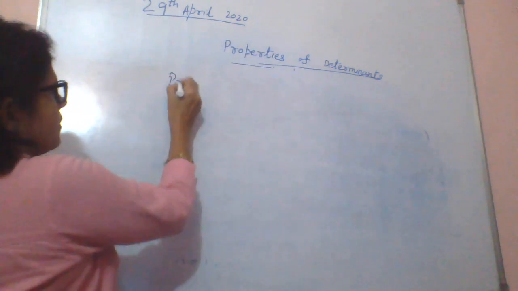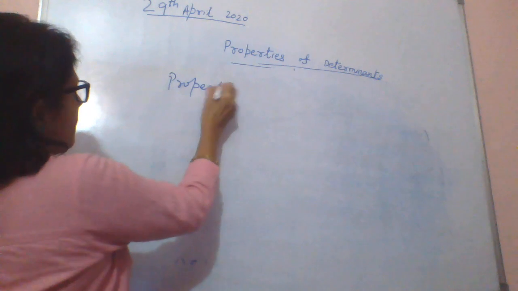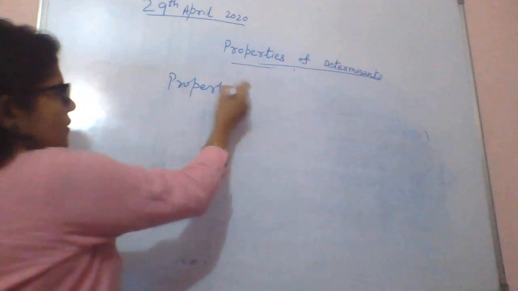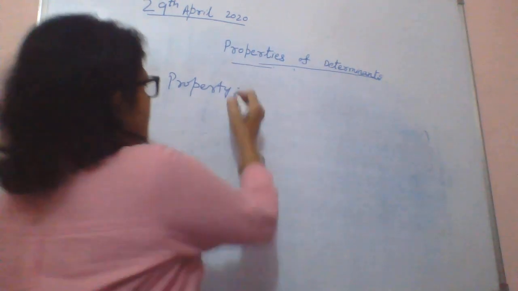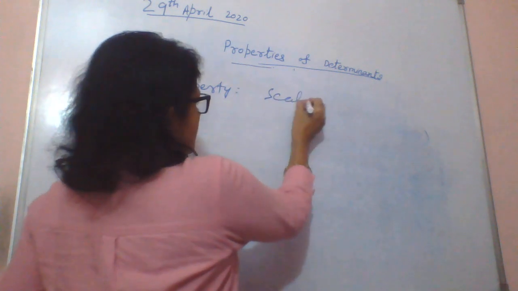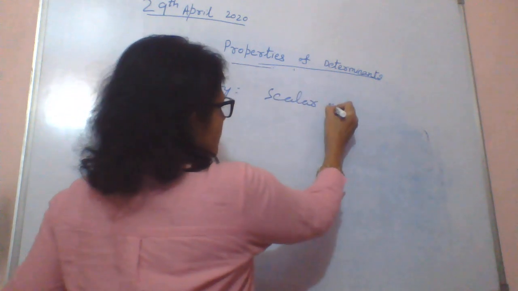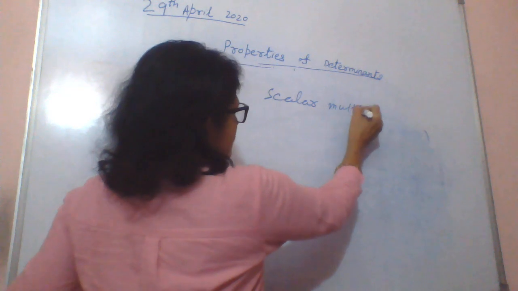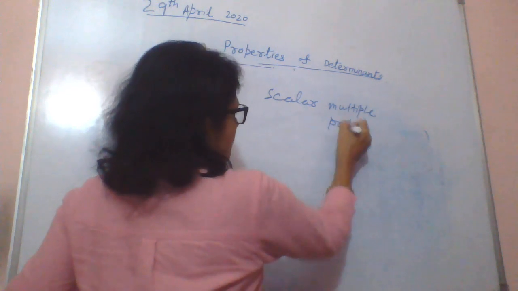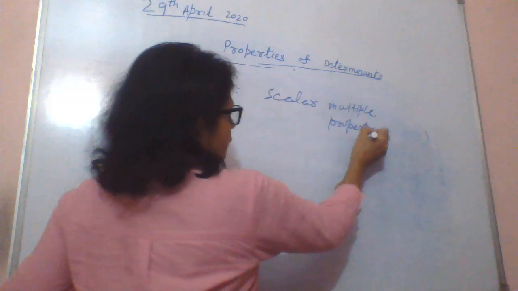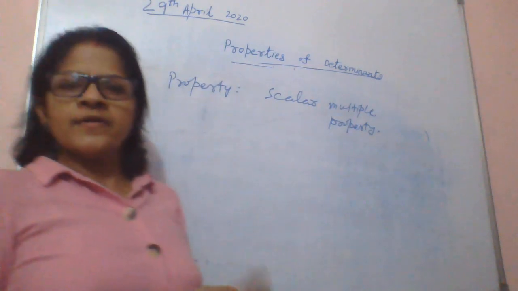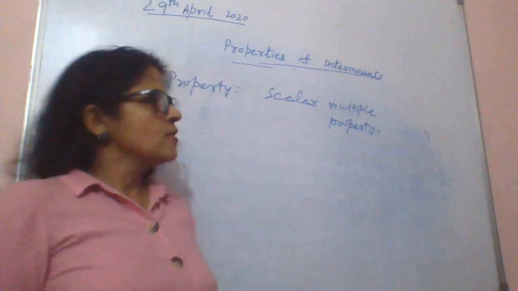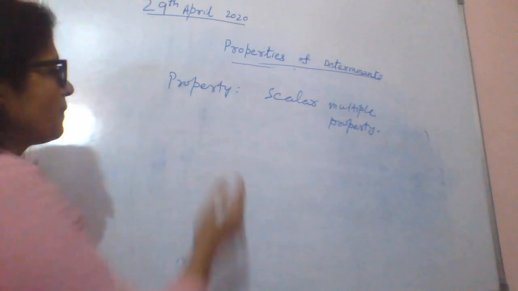So next property is your scalar multiple property. You have studied in the matrix chapter what is the scalar multiple of a matrix. Now you see what it means.